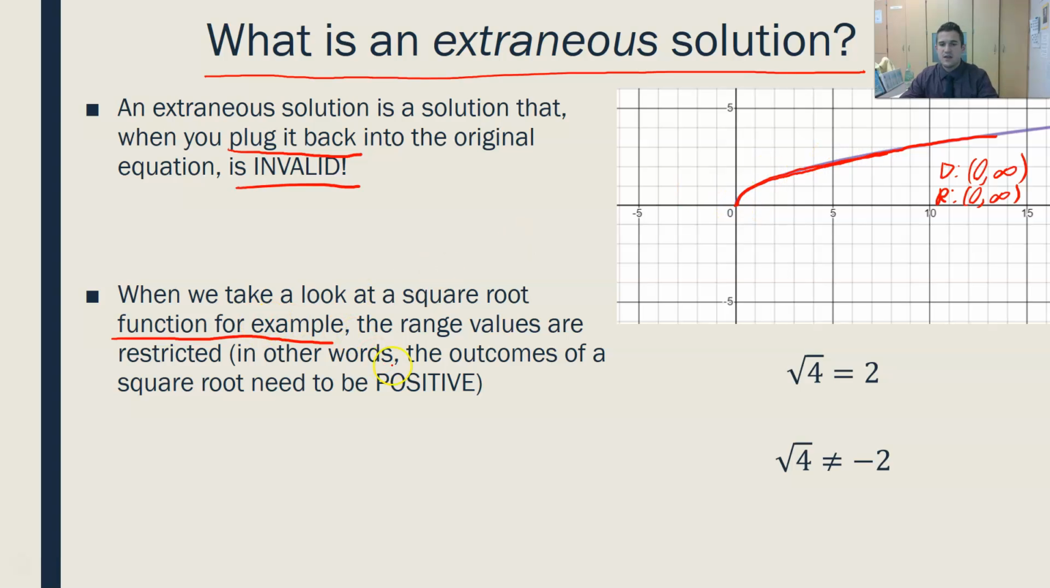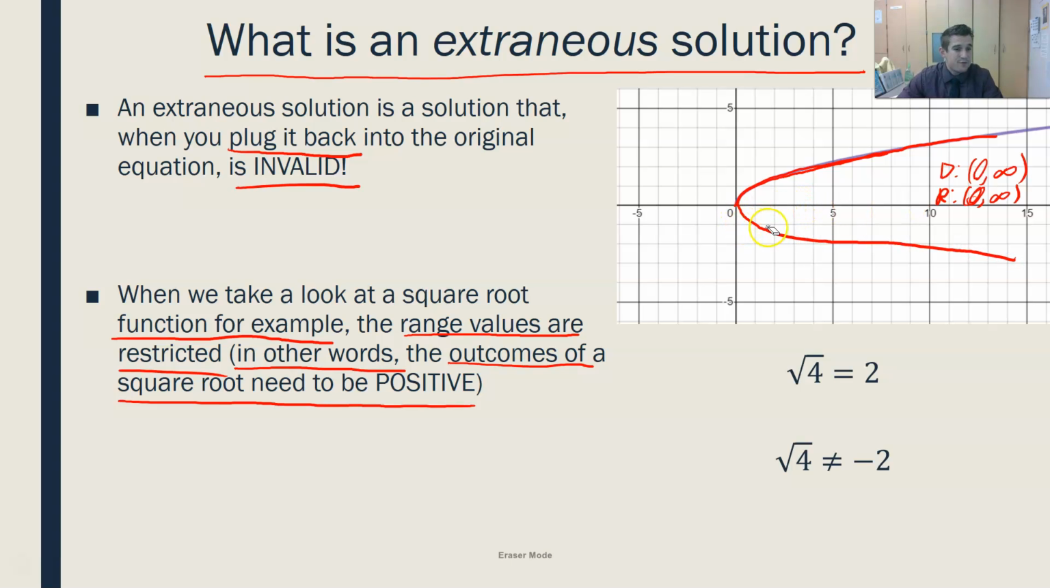So note that the range values are restricted. The possible outcome values of this function are restricted. I'm not going to be able to get every single possible output value. In this case, I only get from 0 to infinity. In other words, the outcomes of a square root need to be positive. If I had outcomes of a square root that were negative, it would look like this, and that's not a function. That's not what our square root function does. I'm only able to have these positive results. That's what makes this a function.